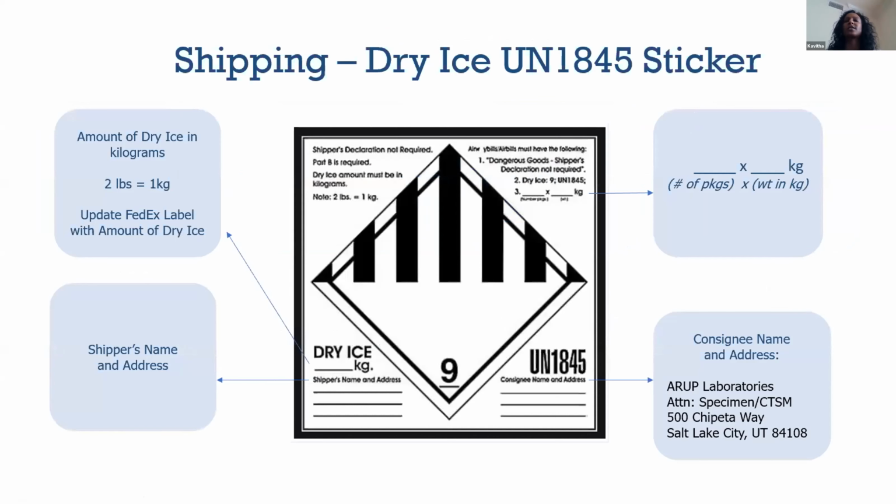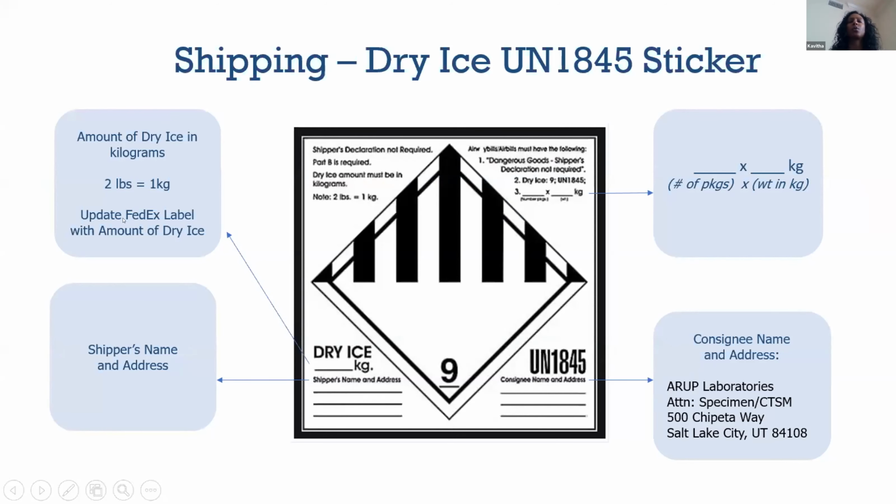This is how to fill out a dry ice label. I think most of you, or whoever's shipping, should know. Here is the shipper's name and address, so that would be you. This is where the samples are going, and this is the information on where it's going. And then you want to convert how many pounds of dry ice and write it as kilograms here. And then on here, you would write 1 package and then the number of kilograms of dry ice.